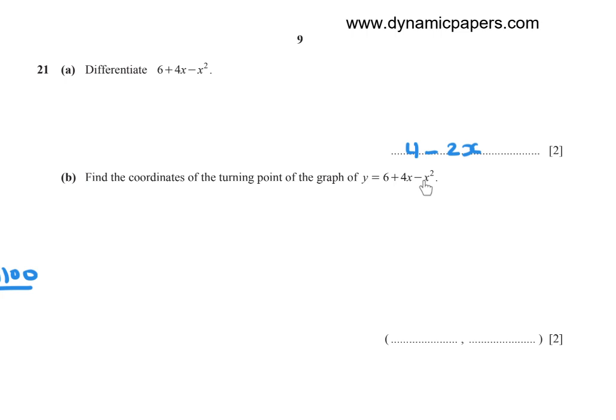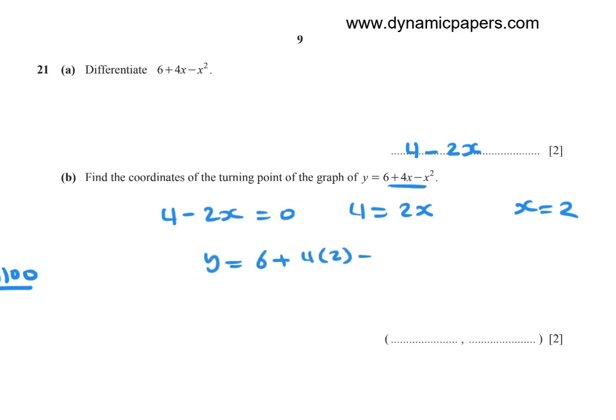Find the coordinates of the turning point on the graph y equals 6 plus 4x minus x squared. To find the turning point, equate the derivative to 0. So 4 minus 2x equals 0. So 4 equals 2x, divide by 2, so x equals 2. To find y, substitute x equals 2 in this equation. So y equals 6 plus 4 times 2 minus 2 squared equals 10. So the point is (2, 10).